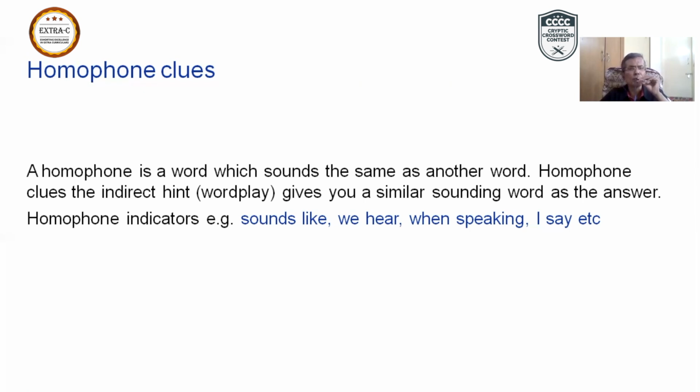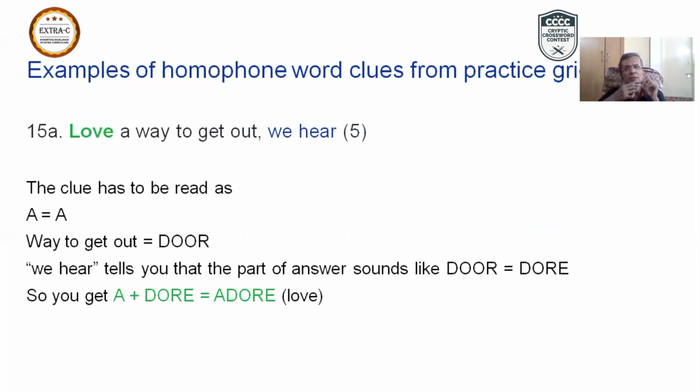So in a homophone clue, you will be given the hint for a word which sounds like the final answer. And how do you know it is a homophone? You will have indicators like it sounds like, we hear this when speaking, or I say this, etc. Let's take an example. In the practice grid, the 15 across clue was love, a way to get out, we hear, 5-letter word. Again, you know that the definition is love. It's a 5-letter word meaning love.